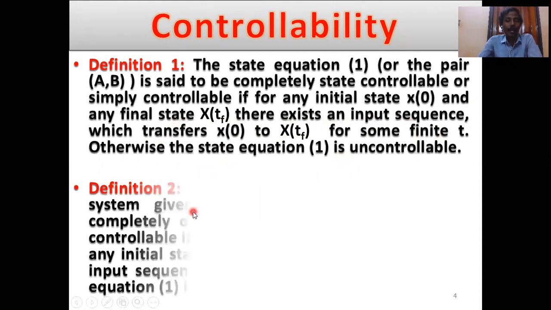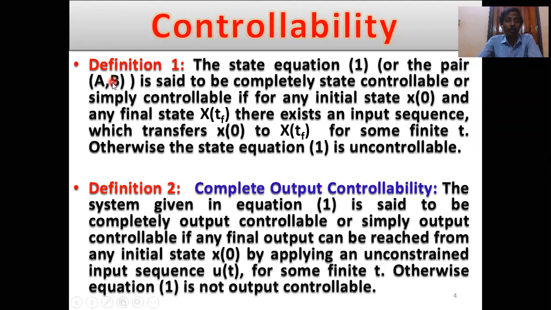So what is the equation? The equation is x dot equals A x plus B u, where A is a constant matrix and B is another constant matrix. So the controllability test depends on these two coefficients A and B, the initial time t0, and the final time tf.